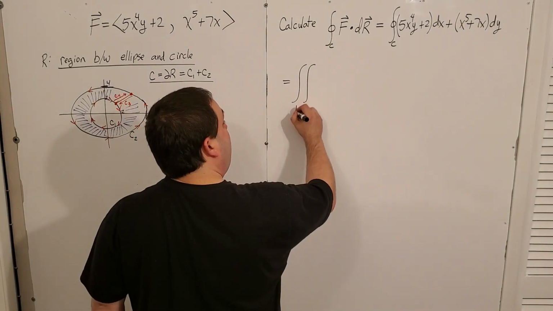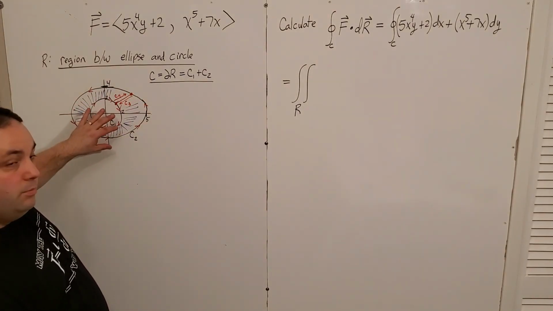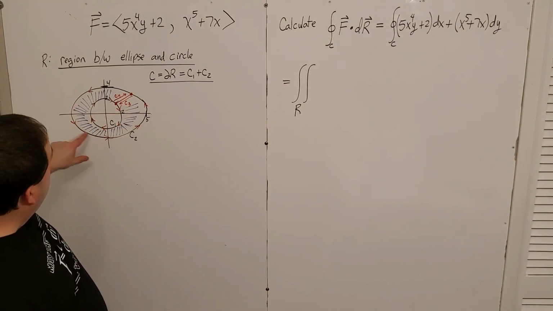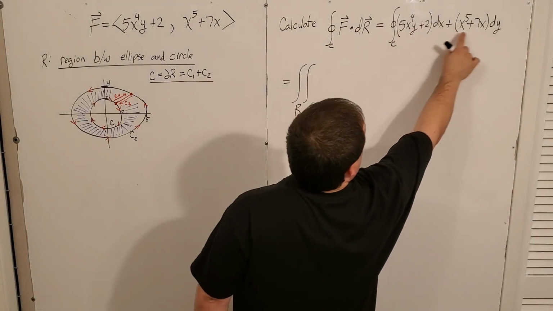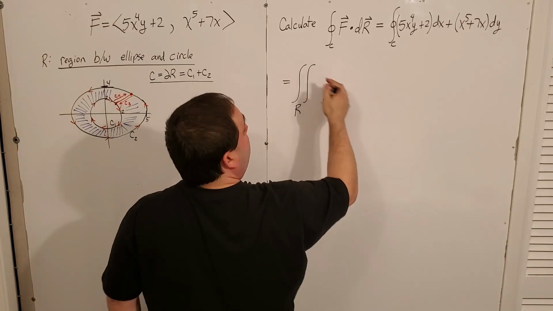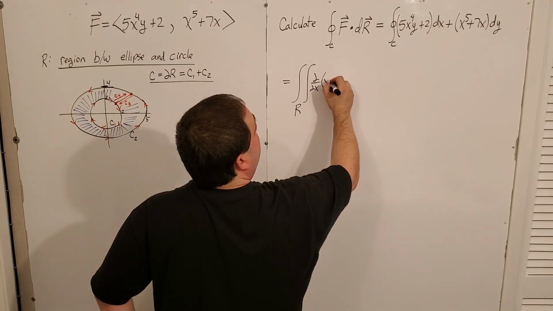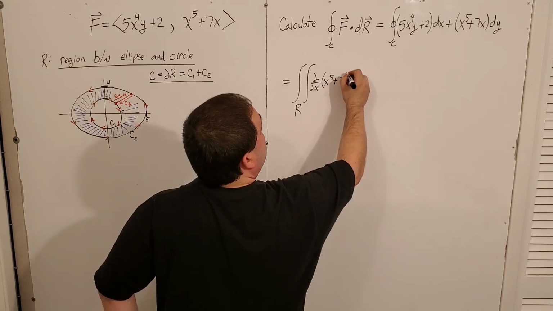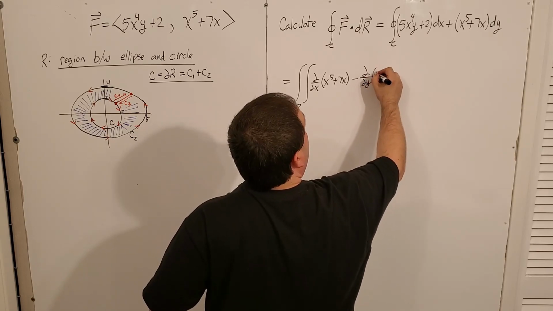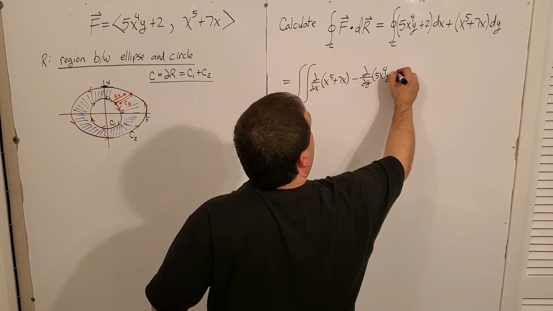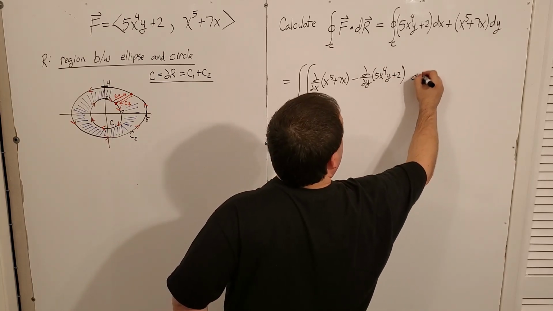That's one way of looking at it. I'm just going to look at it like this. The region, now that I have all of my stuff simply connected like it's supposed to be, the region is this, okay? And I'm going to do my Green's theorem here. So that's the partial with respect to x of x to the 5th plus 7x, minus the partial with respect to y of 5x to the 4y plus 2, like that, dA.